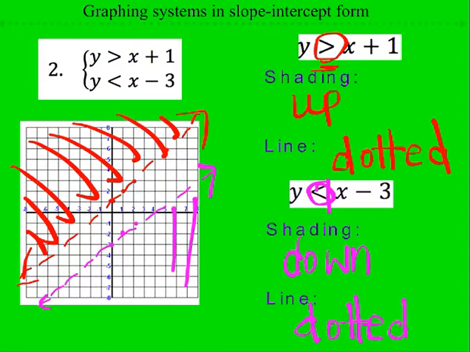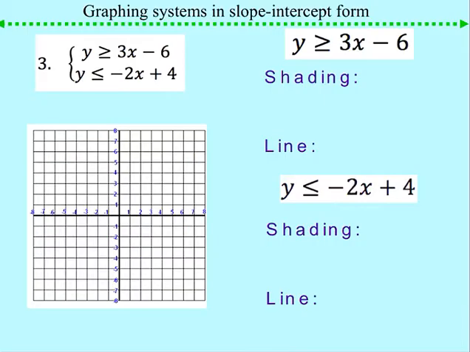Now I need to shade down. I notice here that I'm not crossing at any point. So this is the inequalities version of no solution, because there's no point where those two cross over each other. Okay, so let's take a look at number 3.